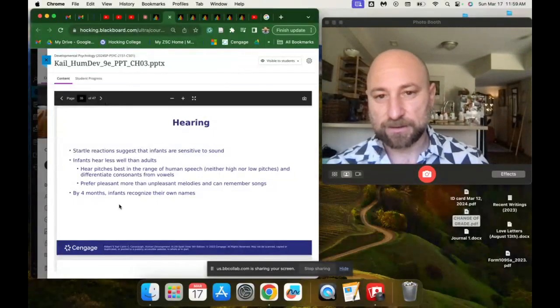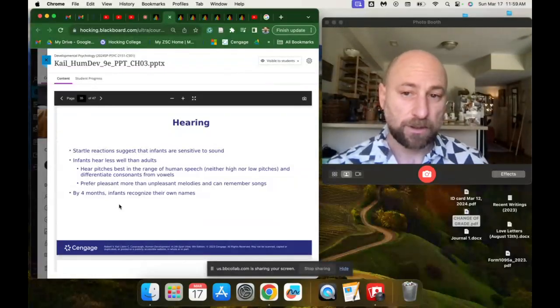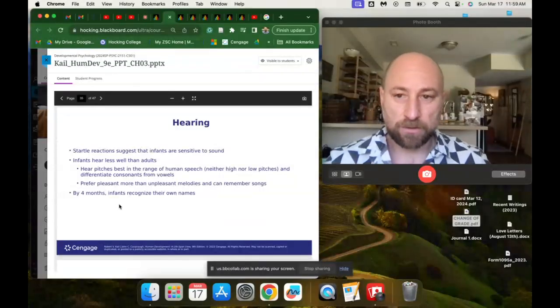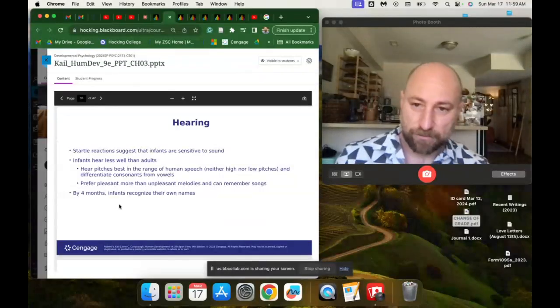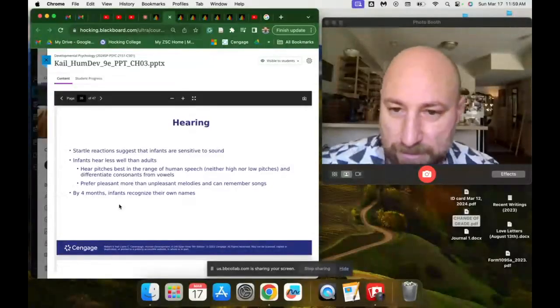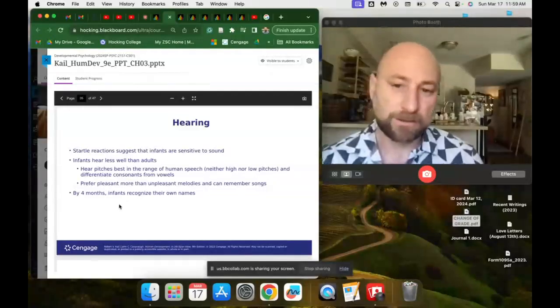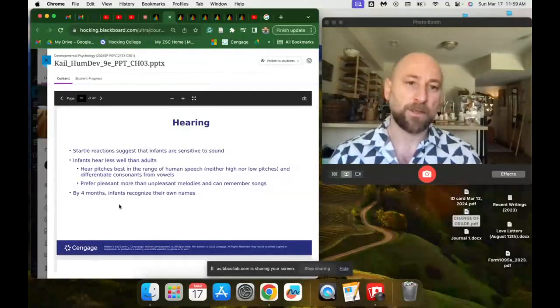Startle reactions suggest that infants are sensitive to sound. Infants hear less well than adults. They hear pitches best in the range of human speech, neither high nor low, and differentiate consonants from vowels. They prefer pleasant more than unpleasant melodies and can remember songs. By 4 months, infants can recognize their own name.